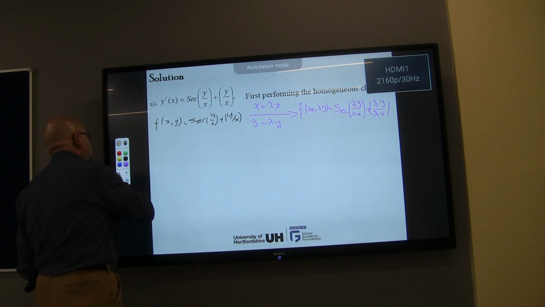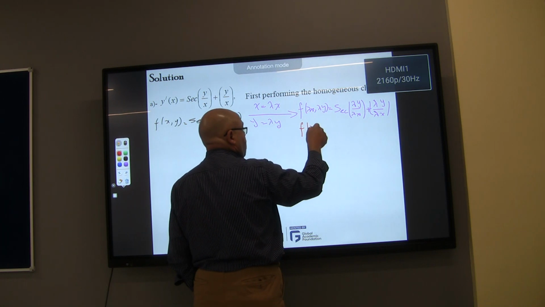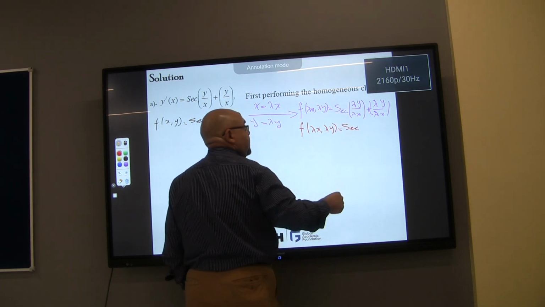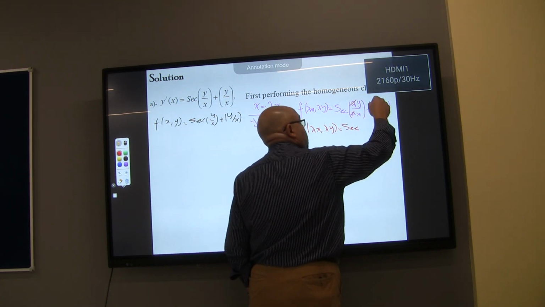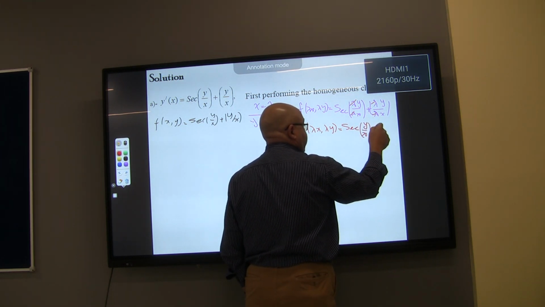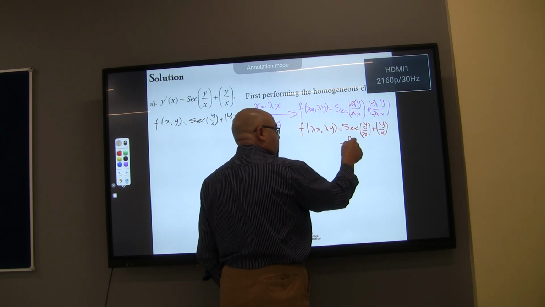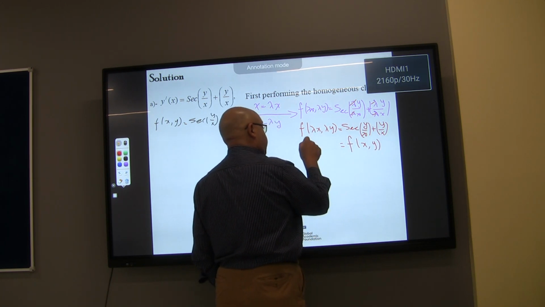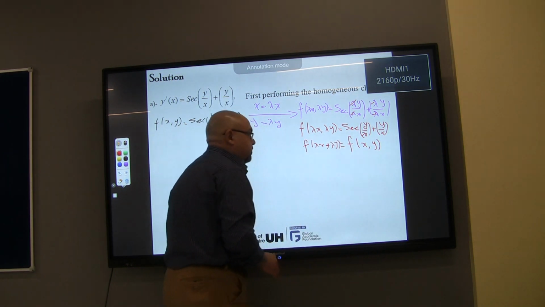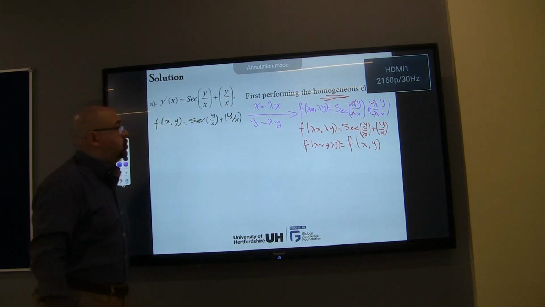Remark that the lambdas will be cancelled. So we will have f of lambda x, lambda y equal to sec, and then the lambda will be cancelled altogether. You will end up having sec of y over x plus y over x, which regains again the main form of f of x, y. So now f of lambda x, lambda y is exactly the same as f of x, y. So this problem can be solved with the homogeneous solution.